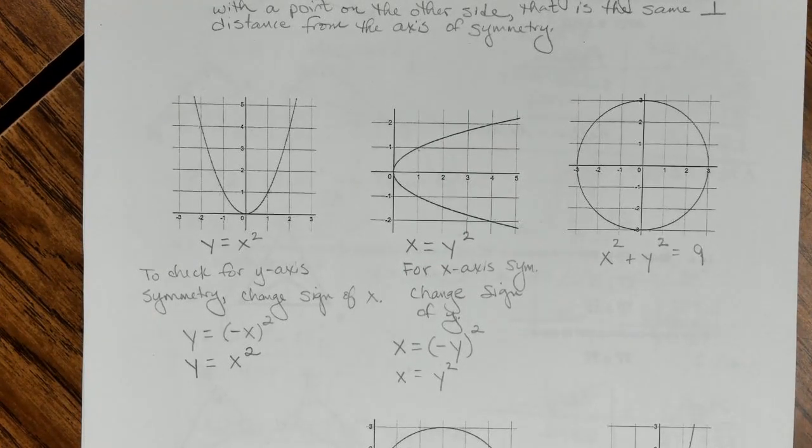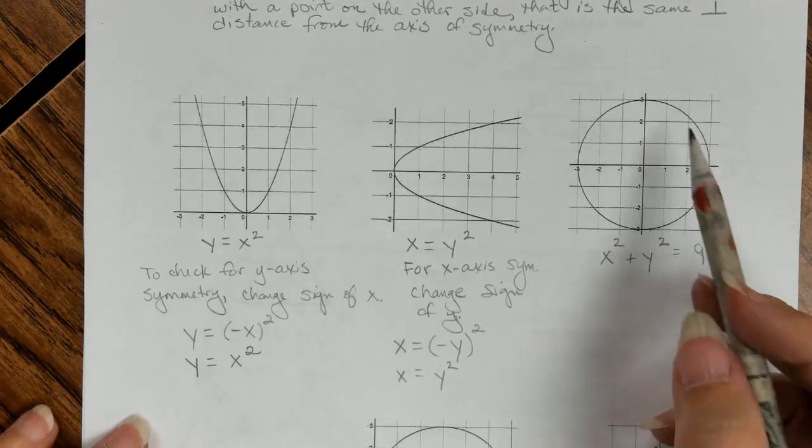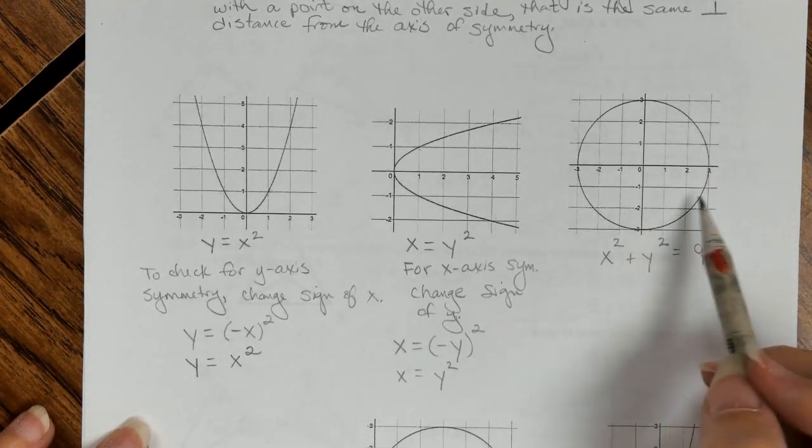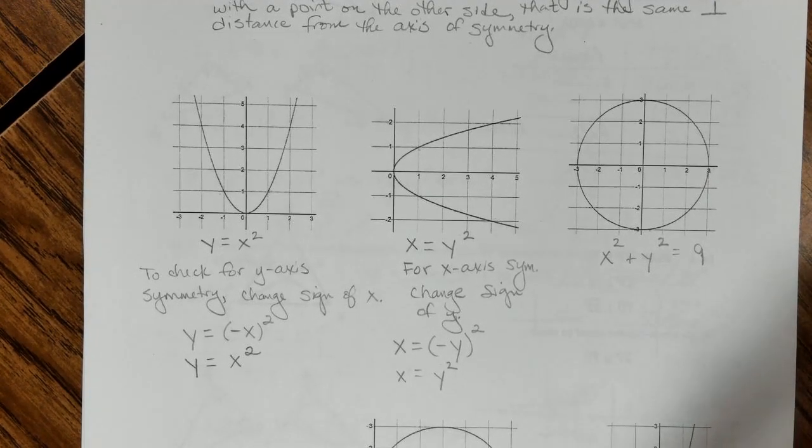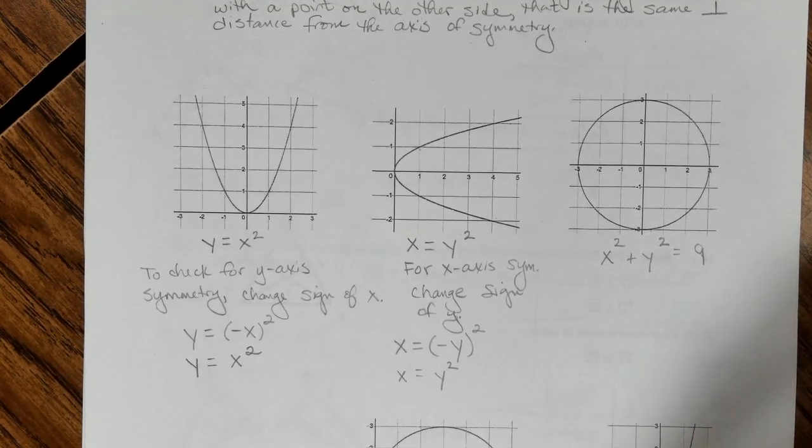Just looking at this, just a visual analysis, we can fold on the y-axis, the 2 halves meet up. We can fold on the x-axis, the 2 halves meet up. And then we also need to talk about symmetry with respect to the origin. To check it visually, you could turn your paper 180 degrees. And if the graph is totally the same as the original, then it's also symmetric with respect to the origin.